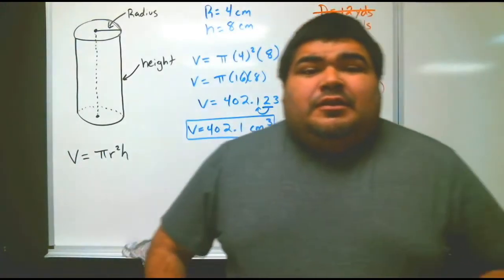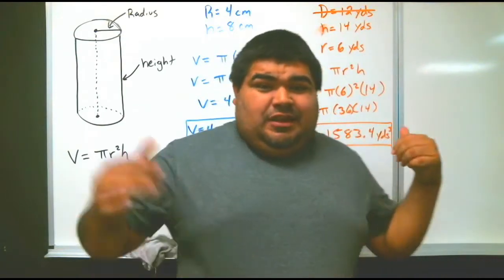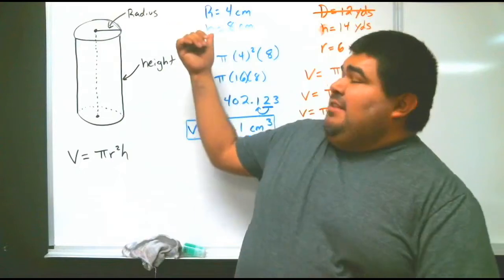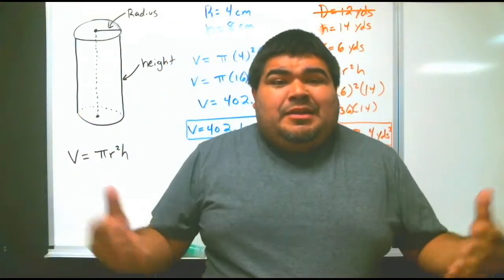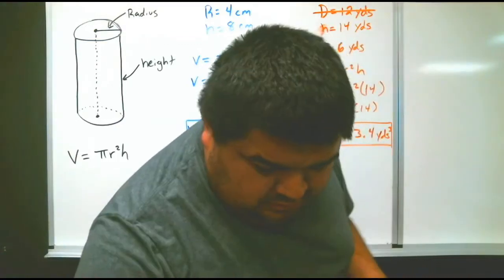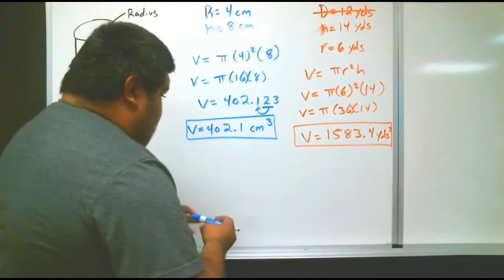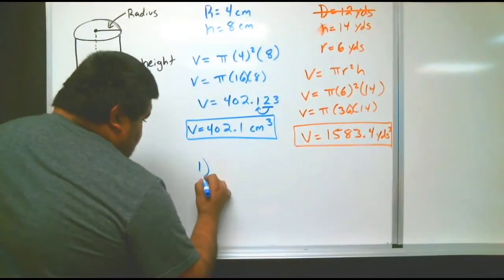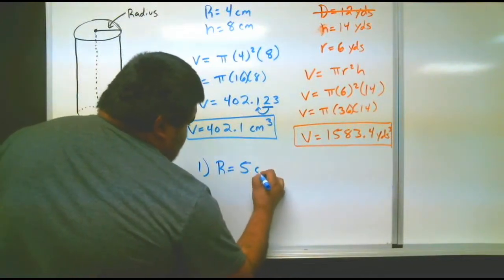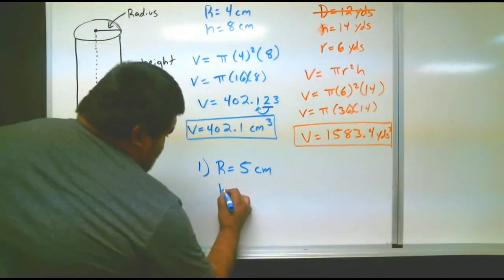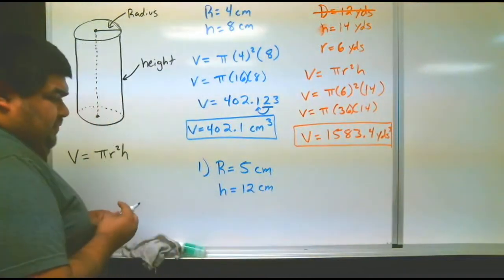All right, guys, so here's your assignment for today. You guys are going to do something similar to this. Obviously, I'm only going to give you the radius and the height. I'm not really going to draw them out, for the purpose of saving time and marker. All I'm going to give you is the key words. For number 1, your radius is 5 centimeters. Your height is 12 centimeters.